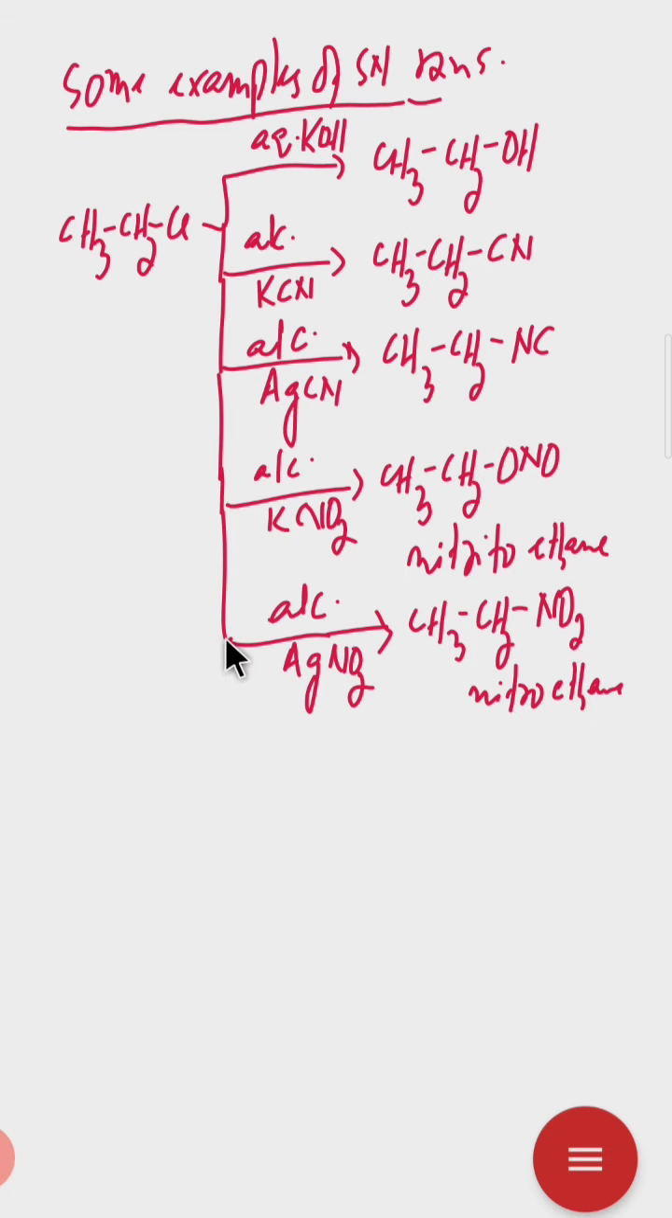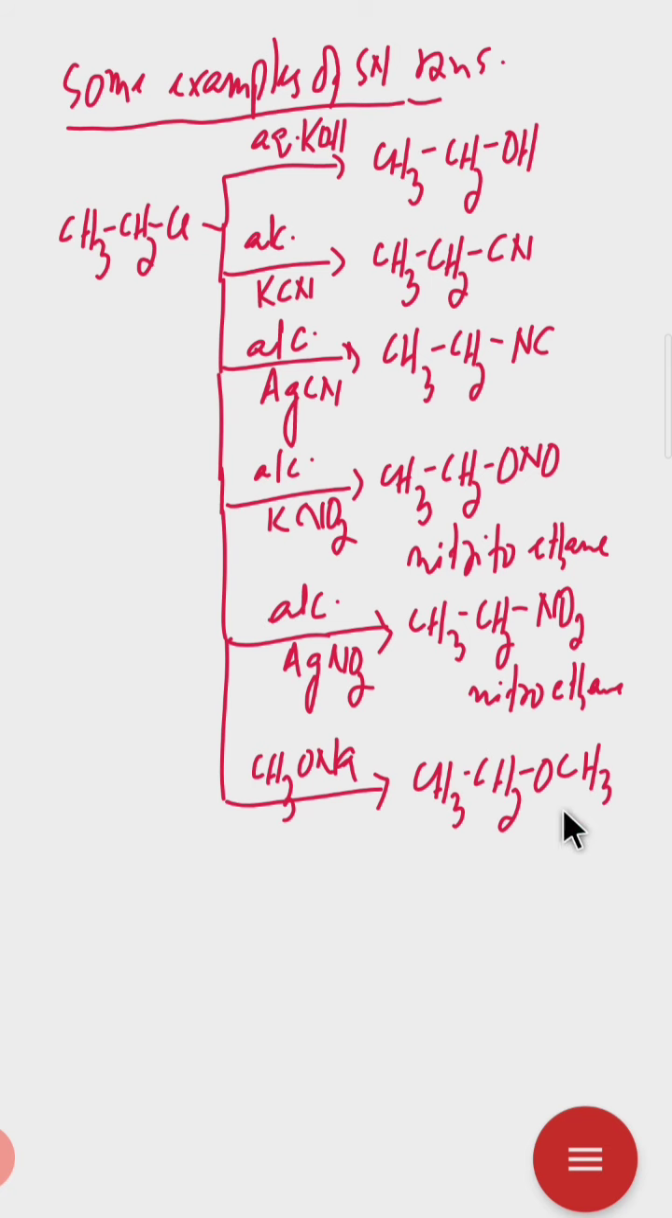Okay, now another substitution reaction of haloalkane is when this ethyl chloride is reacted with, for example, sodium methoxide, then the methoxide ion will act as a nucleophile to attack this carbon atom and to displace this Cl. So we will get CH3CH2OCH3. This is an ether, and the name of this reaction is Williamson synthesis.